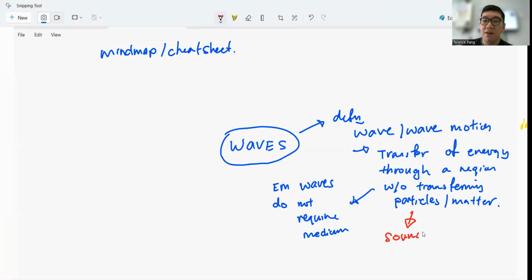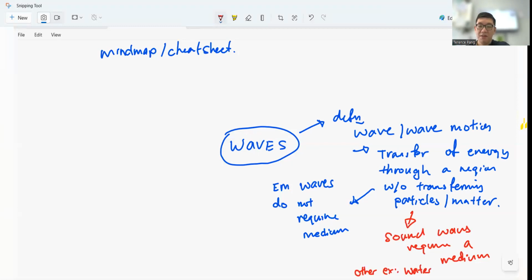Sound waves require a medium. Any other waves that require a medium? Ocean waves, water waves, yes. Other examples? Water waves. Right?